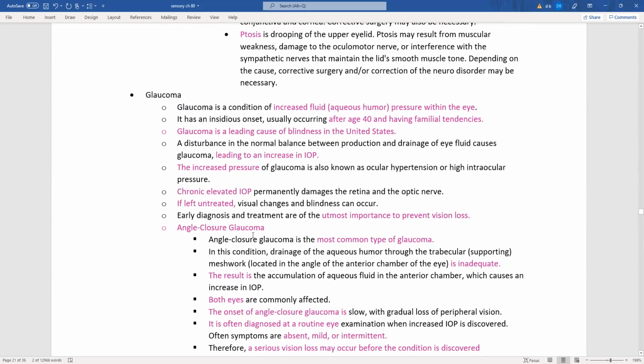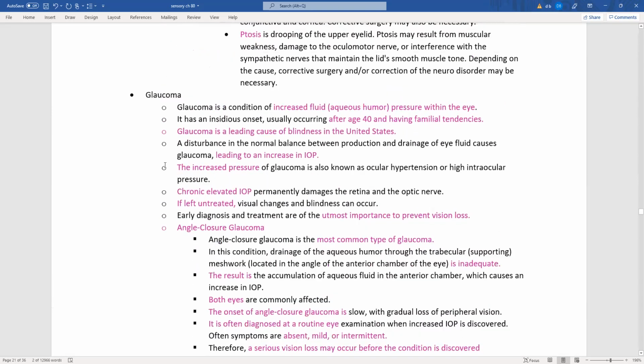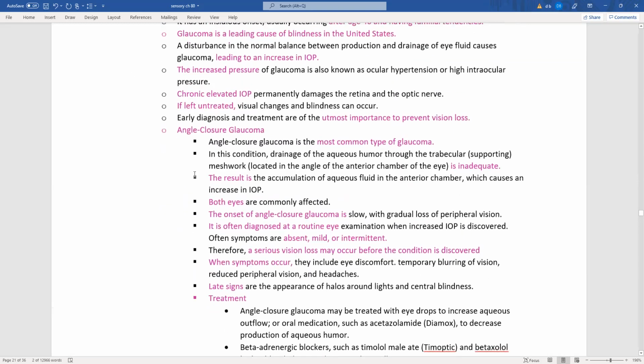I guess with angle closure glaucoma, that's closed glaucoma. This is very bad. This is acute. It comes on suddenly, and you've got to fix that ASAP.